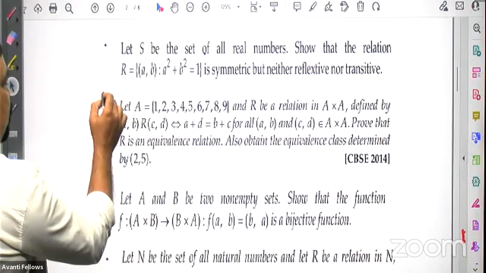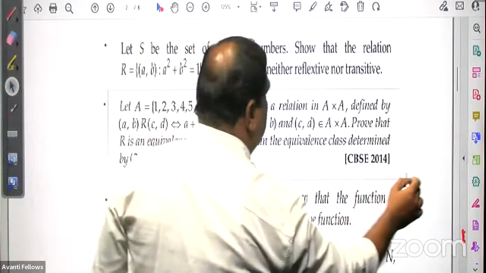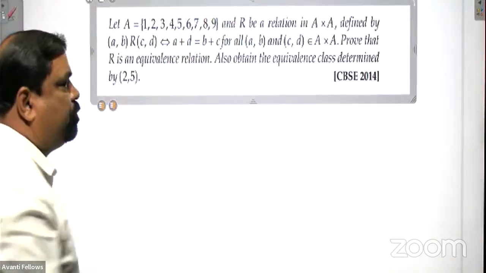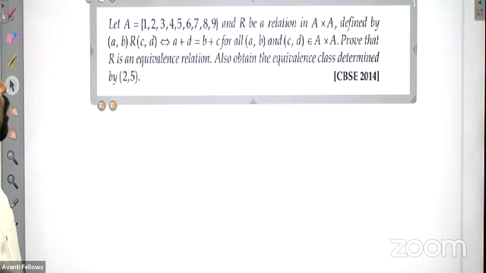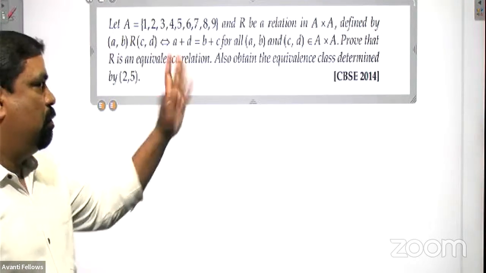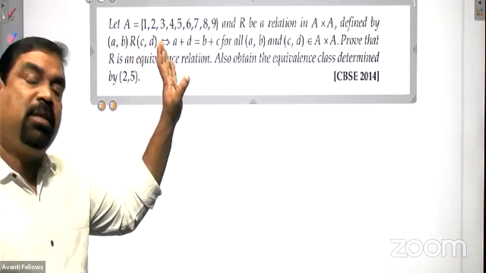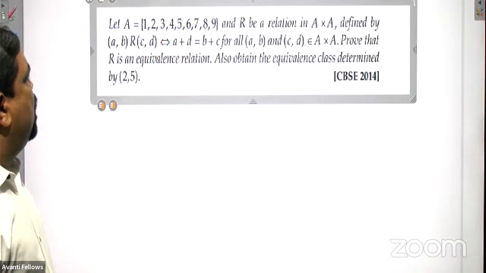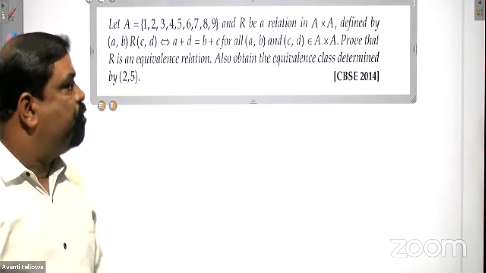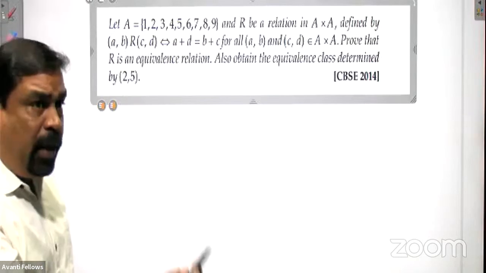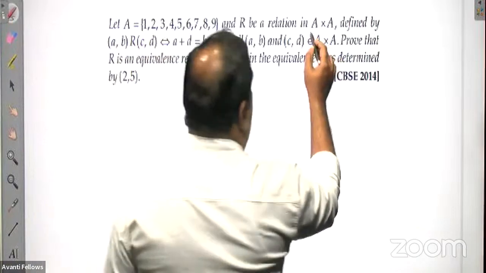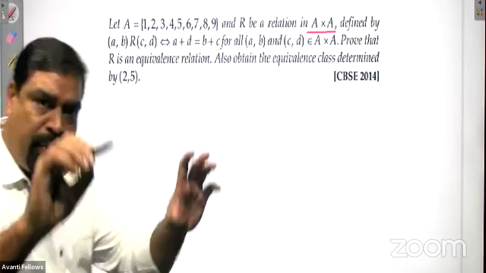Now take another question. This is also a very important question, very important for examination. Many a times this type of question has been asked in the examination. So the set is A equals 1, 2, 3 up to 9, and R is a relation in A cross A. Remember, the relation is in A cross A. The set itself is A cross A.